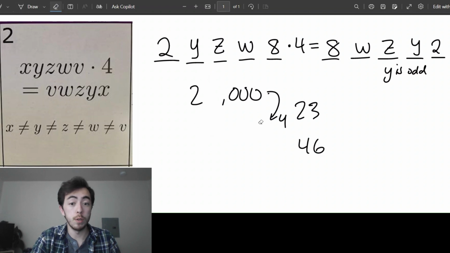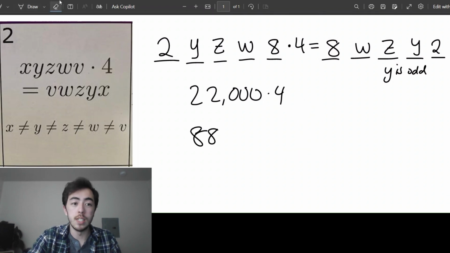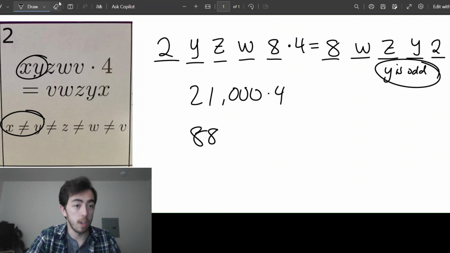So we could put a 2 there maybe. That would be okay, right? 22,000 times 4 does give us 88,000. But we're doubling up on digits. So that means X and Y are the same, and we can't have that. So maybe Y is 1? Yeah, and Y can't be 0 because Y is odd. We already saw that. So Y has to be 1.